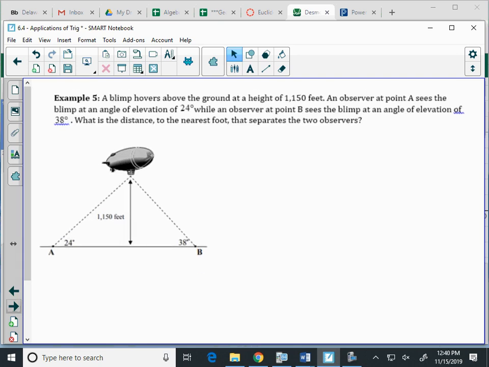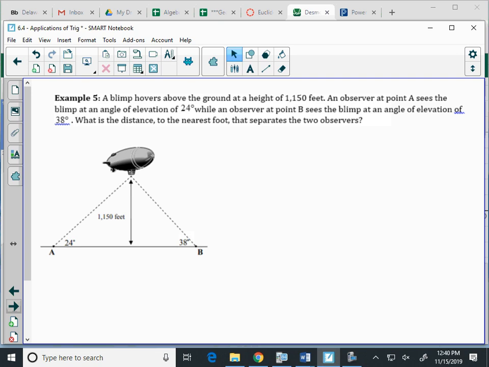If we take a look at example 5, it says a blimp hovers above the ground at a height of 1,150 feet. An observer at point A sees the blimp at an angle of elevation of 24 degrees, while the observer at point B sees the blimp at an angle of elevation of 38. What is the distance, to the nearest foot, that separates the two observers? Again, what part of the triangle do we need to find? The bottom. But this time around, what are we going to do with those distances? Add them.